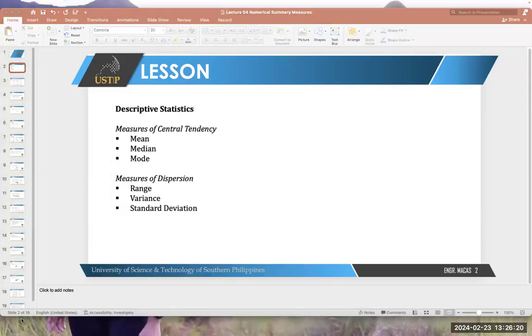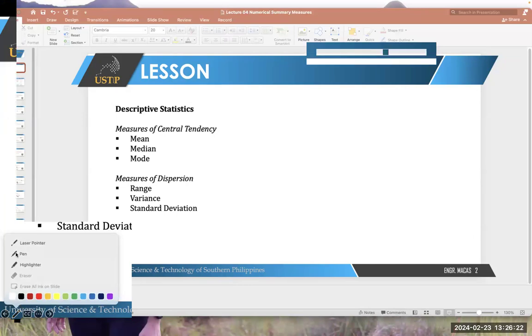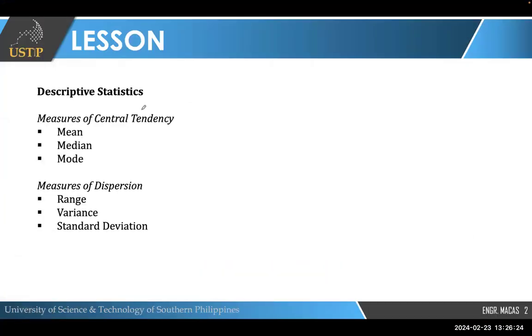Right, good day, class. So our discussion for today is about numerical summary measures, or the descriptive statistics on data. So we'll discuss measures of central tendency that includes the mean, median, and mode. And then we'll discuss the measures of dispersion, or how dispersed the data are from each other, so their variability. We discuss range, variance, and standard deviation.